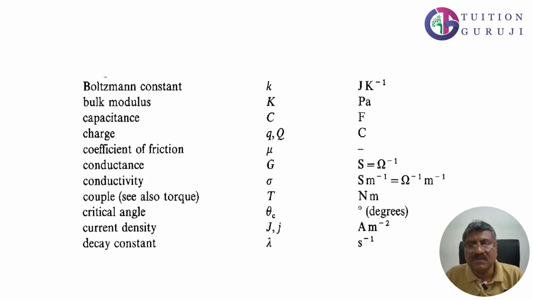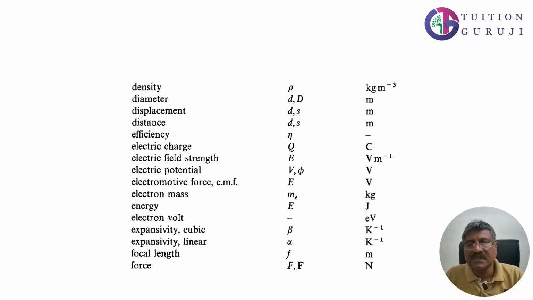So the unit for Boltzmann constant k is joule K raised to minus 1. Then bulk modulus K is in Pascal, capacity is in Farad, then charge is coulombs, then conductance is ohm raised to minus 1. Here also many constants are given, details of constants are given. Please note these constants. Density rho is in kilogram meter raised to minus 3. Diameter is in meter. Displacement is also in meter. Distance is in meter. Efficiency has no units.